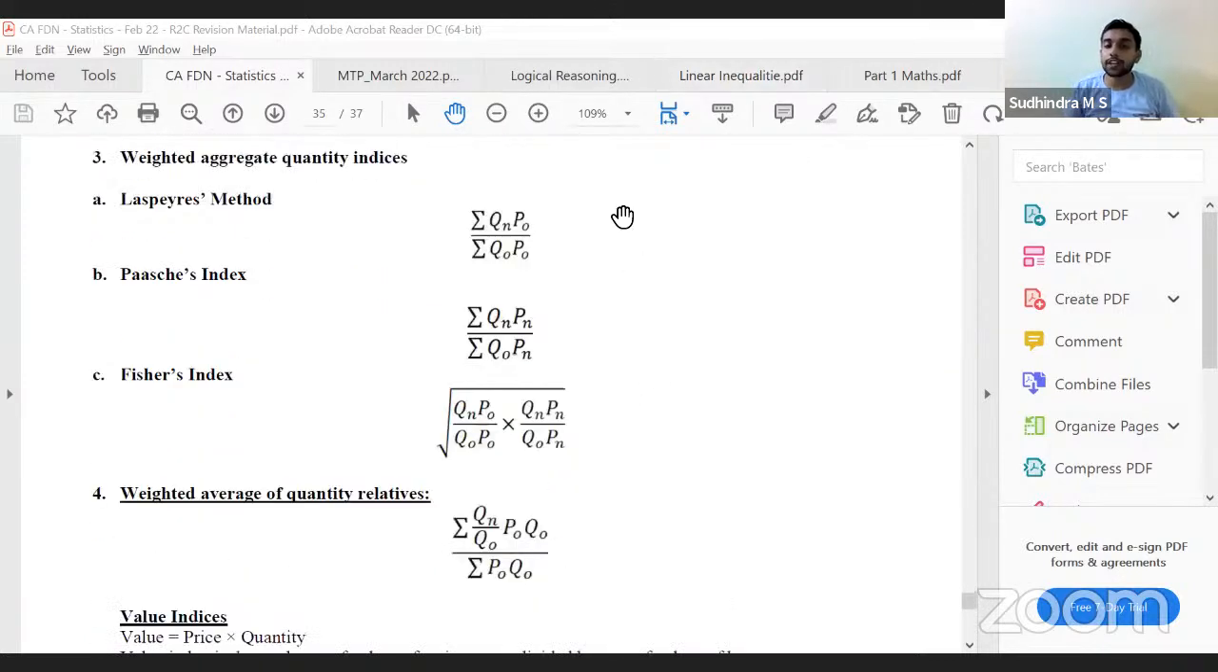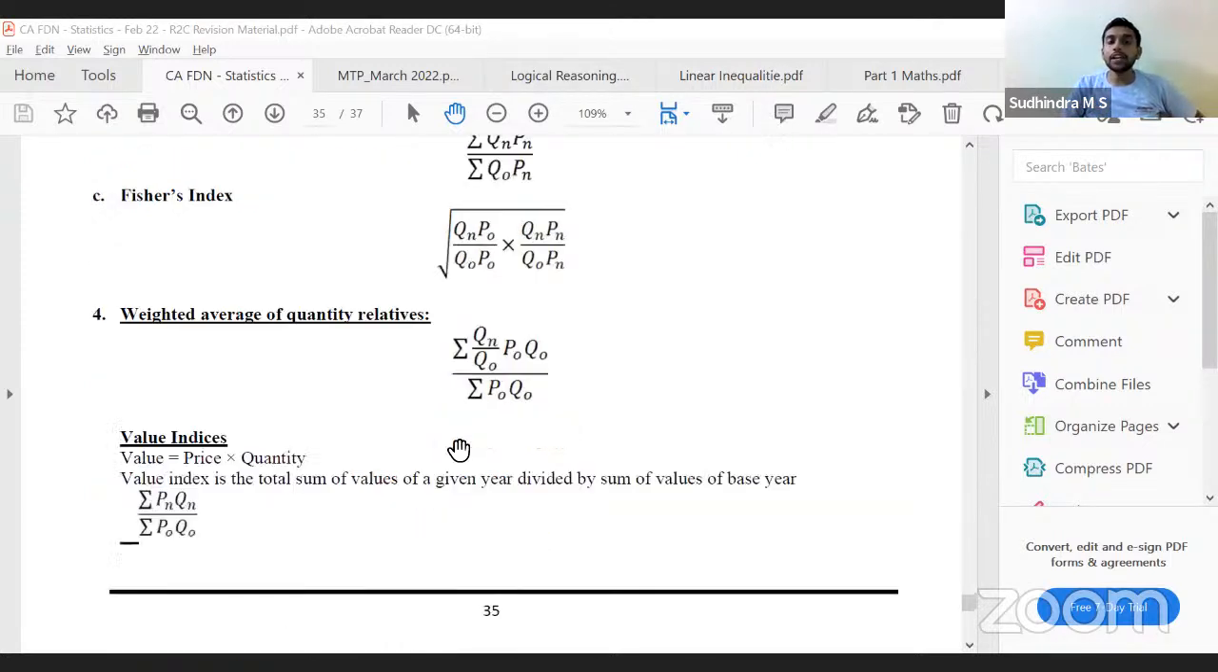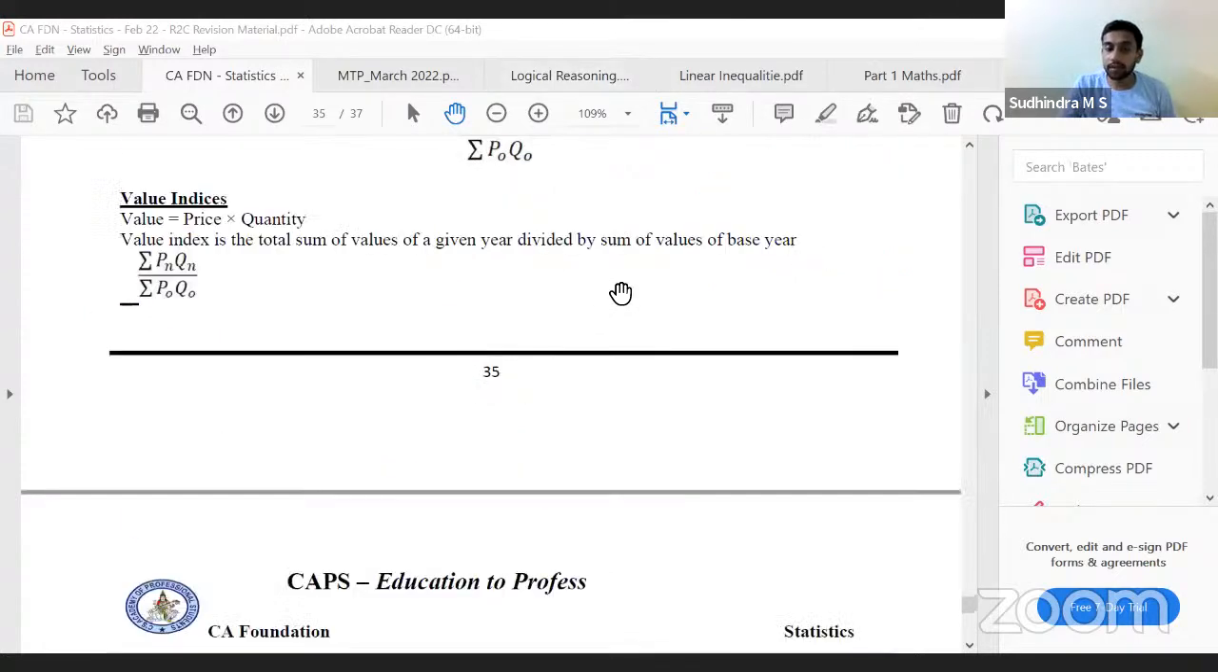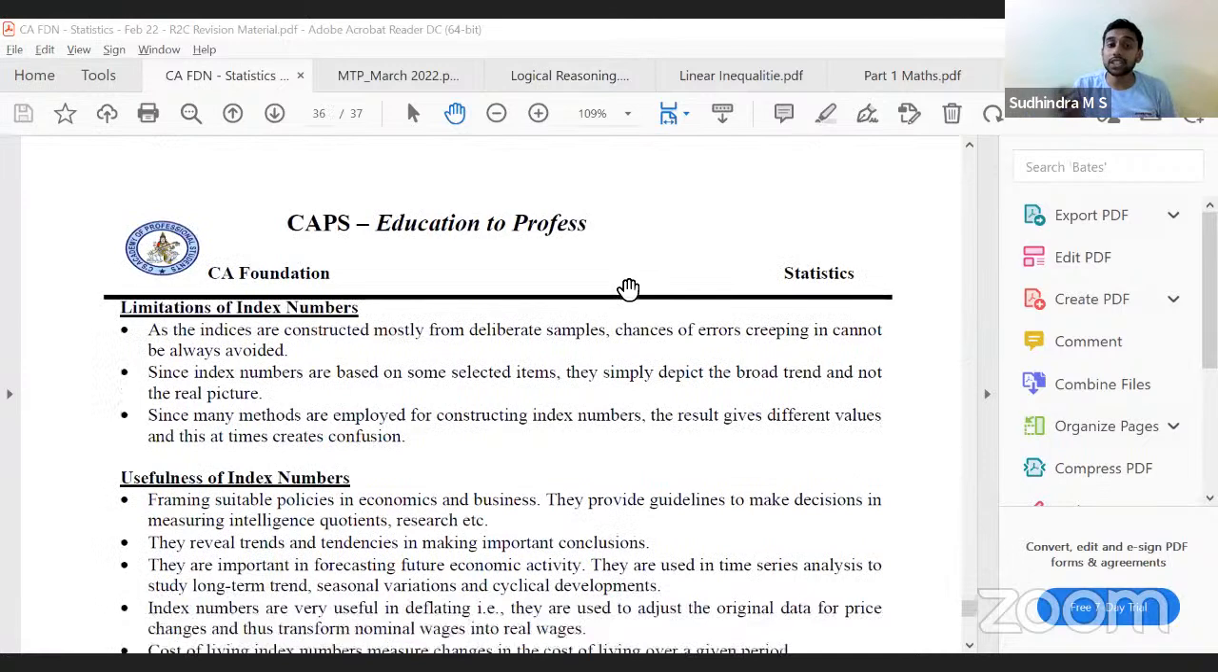Similarly, weighted average of quantity relatives: first, you calculate quantity relative, multiply it with the value P0 Q0, and we get the weighted average of quantity relatives. Then value indices. What is value? Value is price into quantity. So how do you calculate value index? Value of the current year by value of the base year, so summation P1 Q1 by summation P0 Q0 into 100. This is value index number.